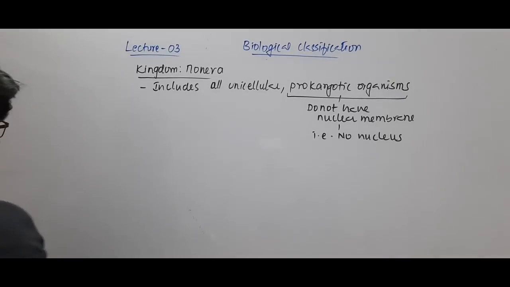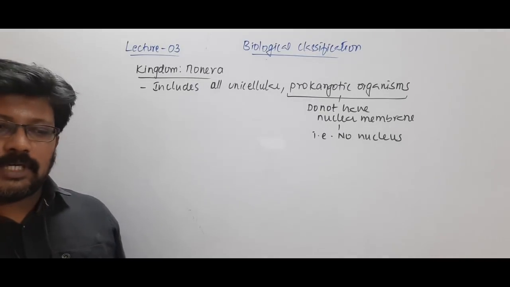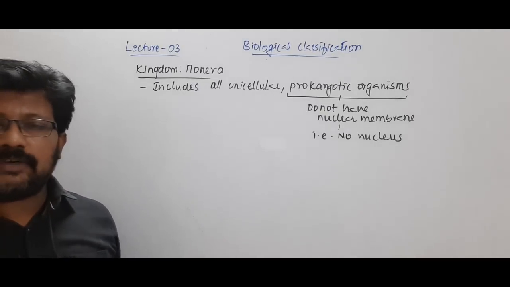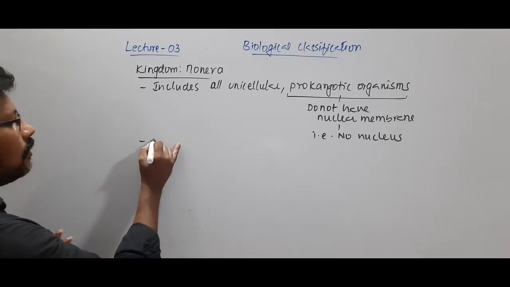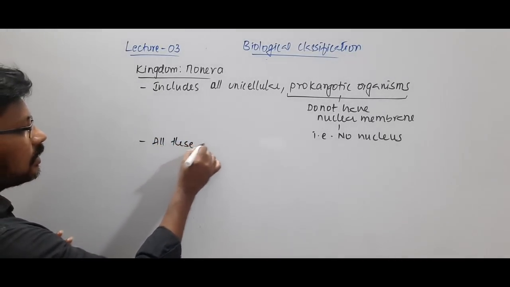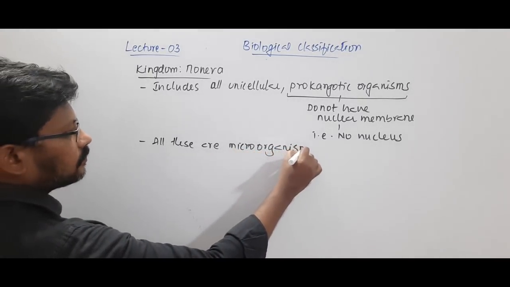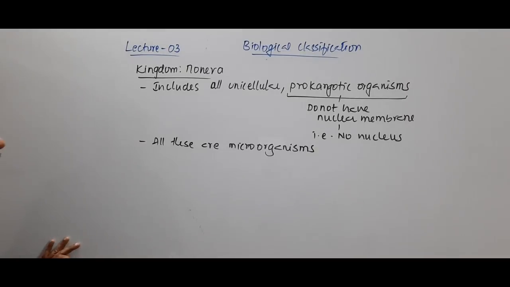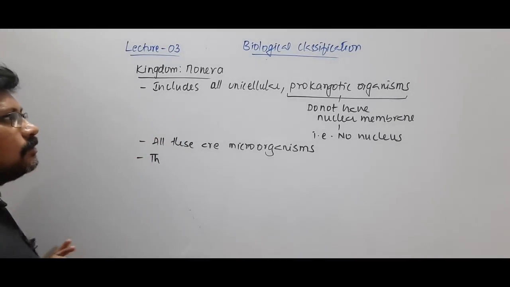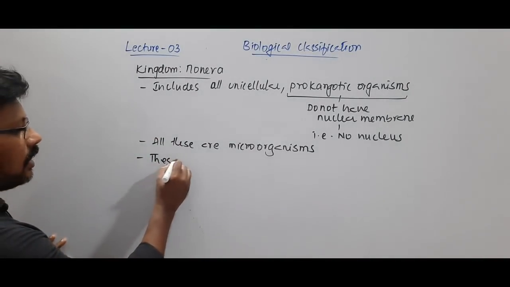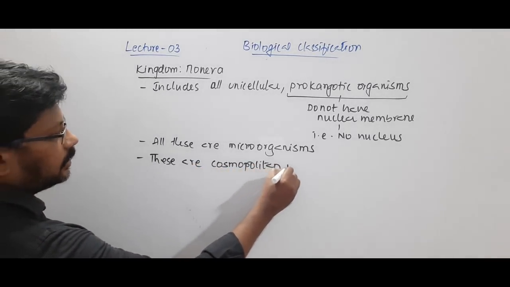And all those organisms included under this kingdom are so small that we cannot see them with our naked eyes. So they are all microorganisms. And next, these organisms belonging to kingdom Monera are cosmopolitan in distribution.